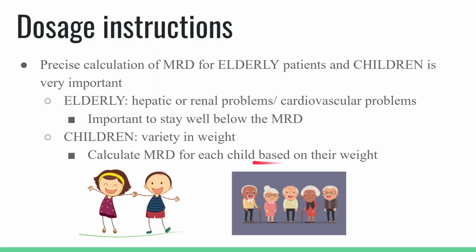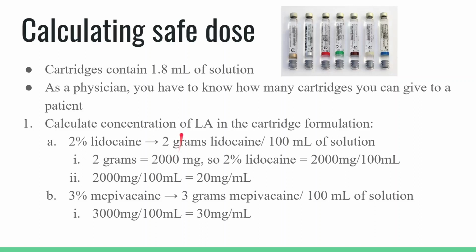لازم تحسب maximum recommended dose لكل طفل على حسب وزنه هو. تمام؟ على عكس الادلتس اللي احنا كنا ناخذ ال 150 باوند اللي هو الستاندرد. Okay? So let's calculate the safe dose. Let's do some actual math.